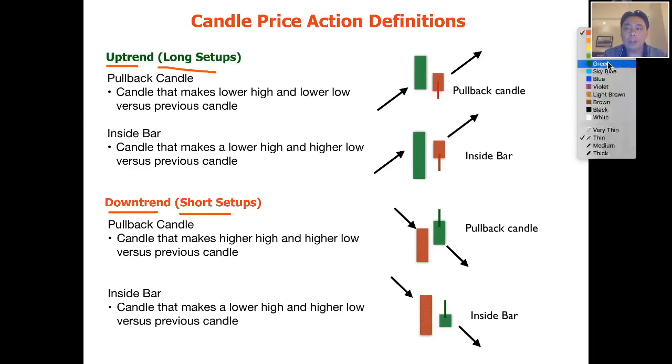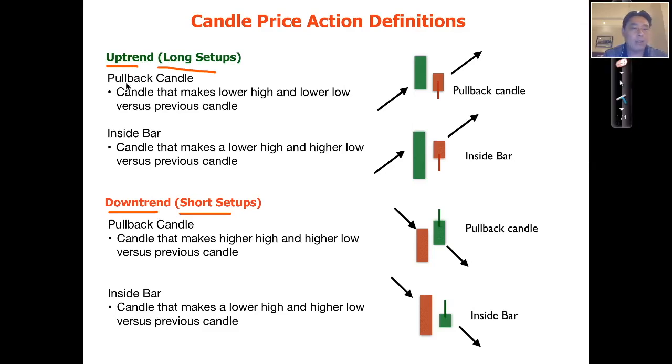First, understand what it means to have a pullback candle. The definition is such: a pullback candle is a candle that makes a lower high and a lower low versus the previous candle. Over here you can see that the price is going up and we've got this bullish candle over here. What happens after this bullish candle is we have a pullback candle. So this red candle is a pullback candle.